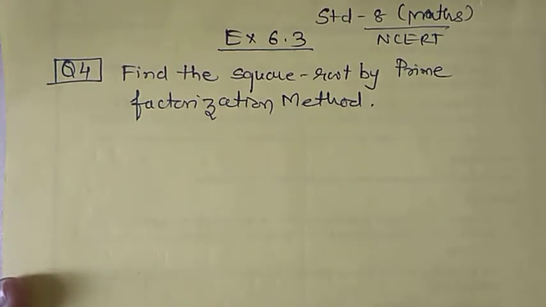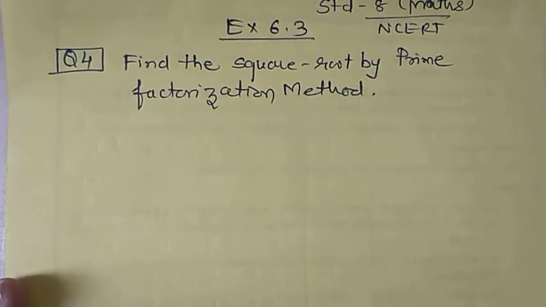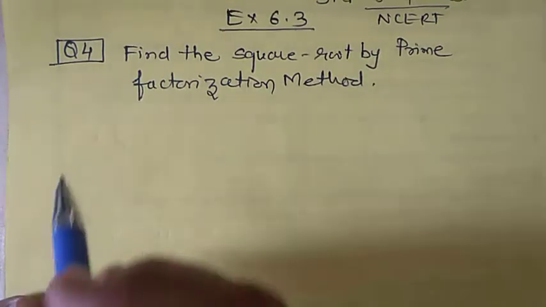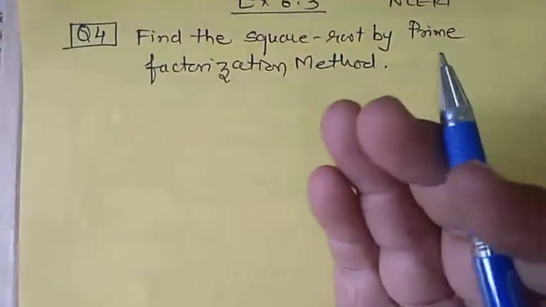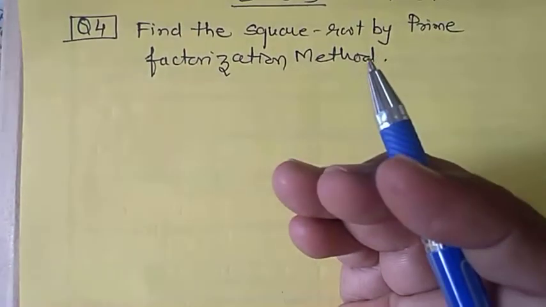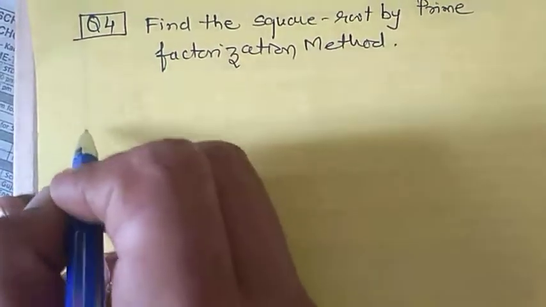Now here we are going to discuss finding the square root by the prime factorization method. A few sums we will do, and the remaining you will do as homework. I will give you a brief idea for one or two or maybe three sums. The remaining you have to do as homework. Practice must be done. I give you an idea for three or four sums.